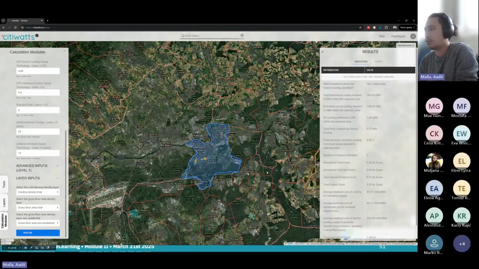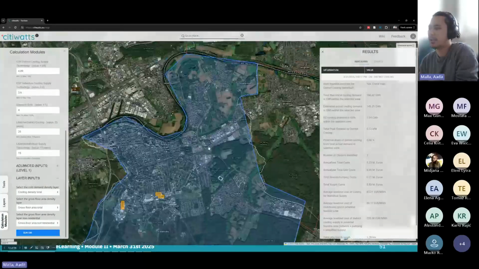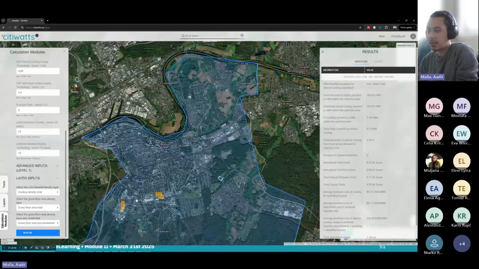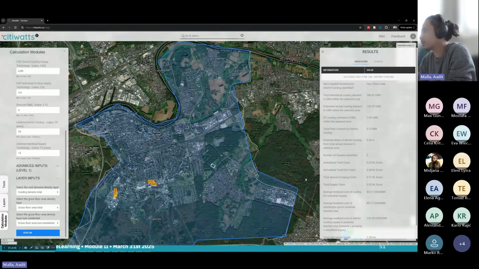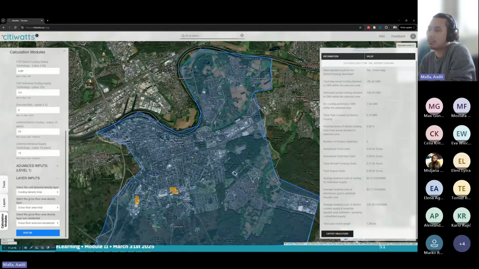Yeah. So as you can see with the default conditions, the identified locations are quite small. It just identified two particular locations, which I would assume are mostly around industrial locations, looking at the figures, not knowing the local topography. But also we see that about 0.56% of the demand can be covered by district cooling. But these are under default conditions.